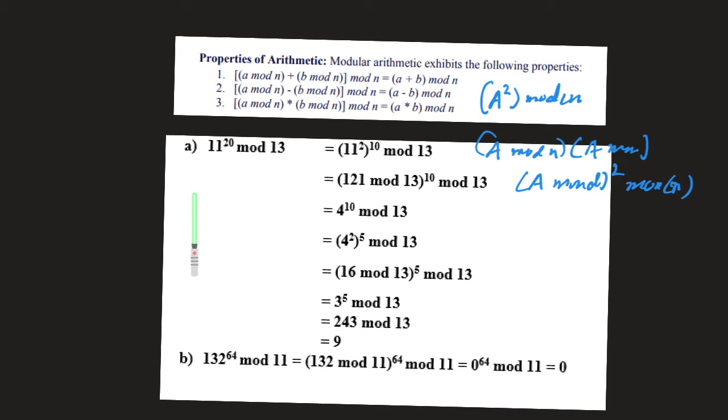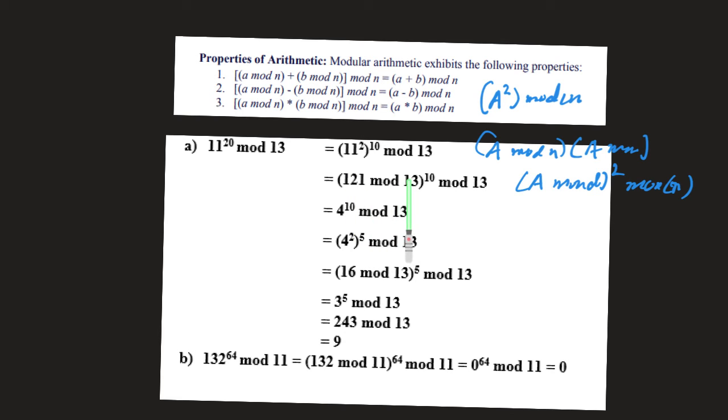Now if you look at our problem, 11 to the 20th, you apply this multiplication rule and simply break this into 11 squared to the 10th. Then you apply the modulus multiplication rule, and that becomes the modulus 13 first of 121, and then to the 10th, and then modulus 13. The remainder of 121 with 13 is simply 4.